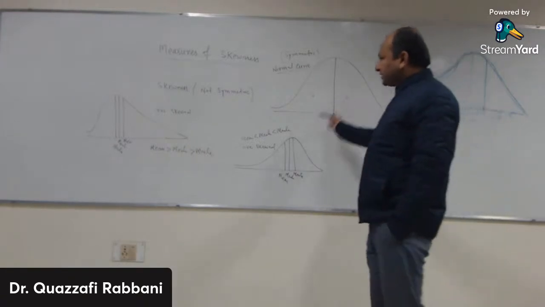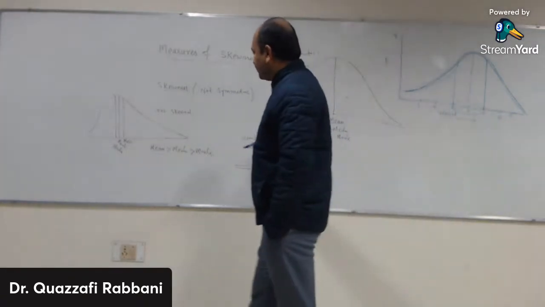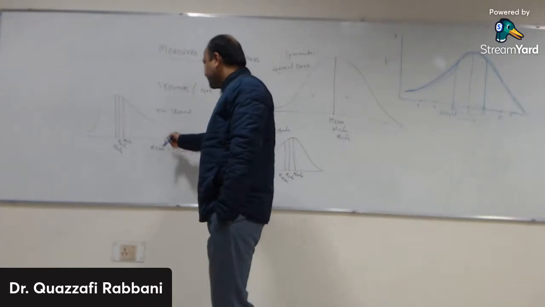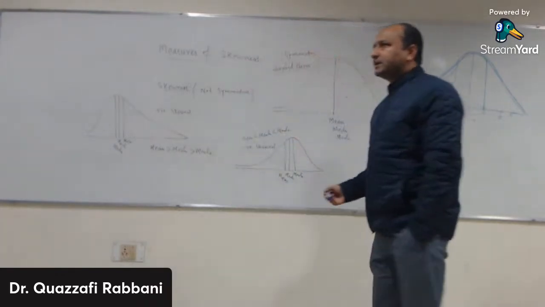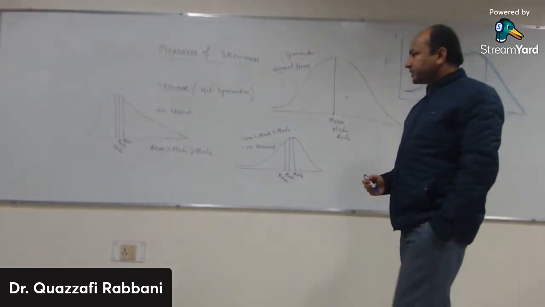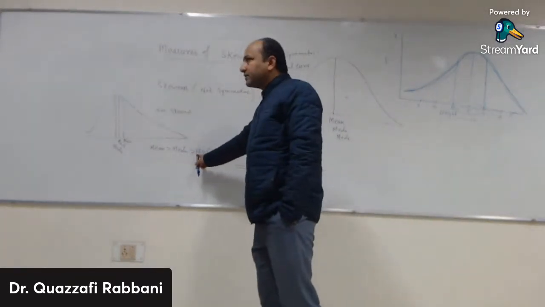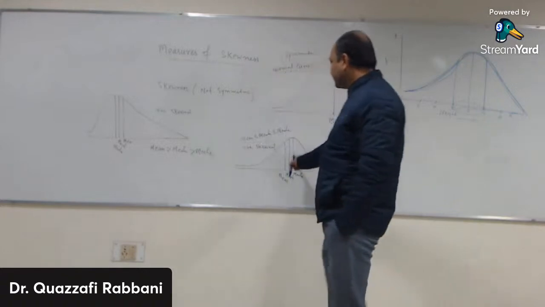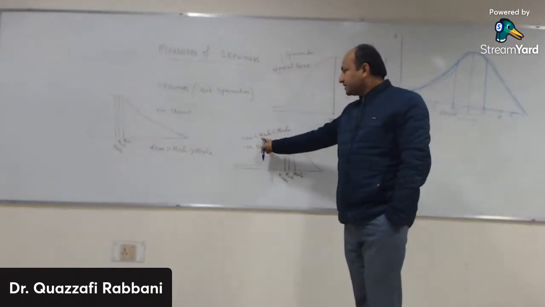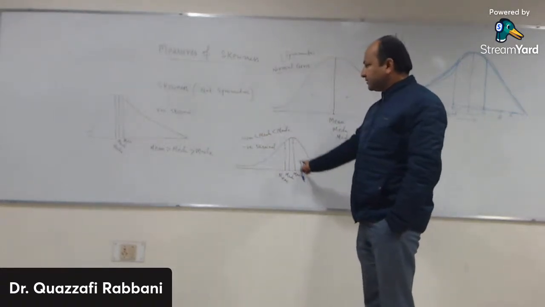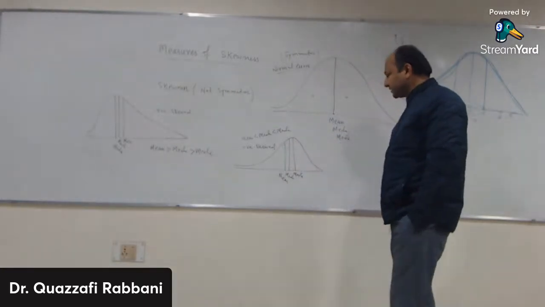So this is the normal curve, and this is the skewed. There are two types of skewed: positive skewed, and this one is the negative skewed. In positive skewed, mean is always greater than median, greater than mode. In negative skew, the mean is less than median, less than mode. The graph is like this.